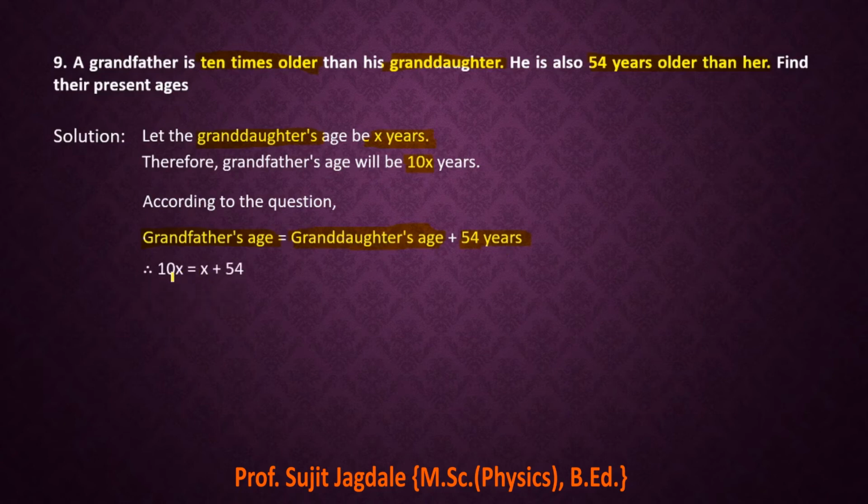So put down the values. Grandfather's age is 10x. Then granddaughter's age is x, plus that 54 is going to remain as it is. Now bring all the variables to one side. So transpose that x to the left hand side. So we are going to get 10x minus x, which is equal to 54. And by simplifying it, we are going to get 9x is equal to 54.